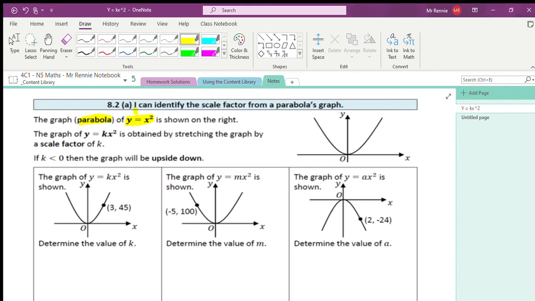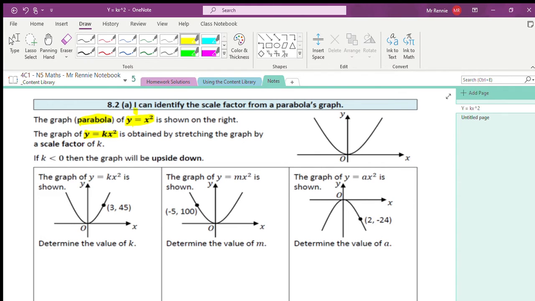Now, what can also happen is there can be a number in front of that. So we could have a graph of the form y equals kx squared, where k would be a number, and what that number does is it stretches the graph by a scale factor of k. So for example, if it was y equals 2x squared, then it would stretch the normal y equals x squared function by a scale of 2. If it was y equals 3x squared, it would triple the size of it, and a 4 would quadruple the size of it, stretching it out more.